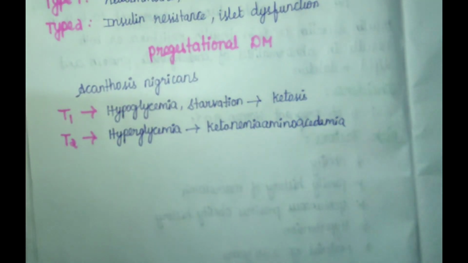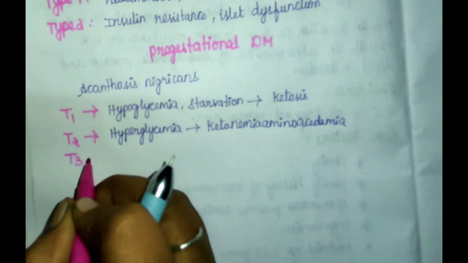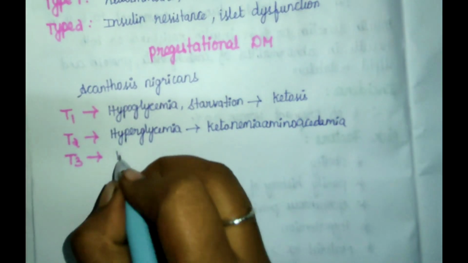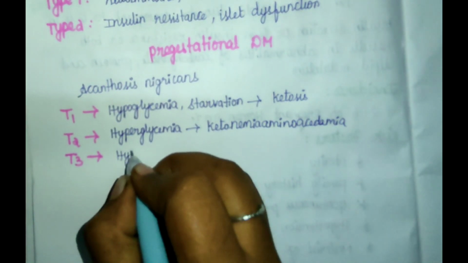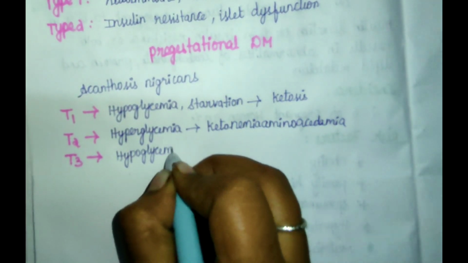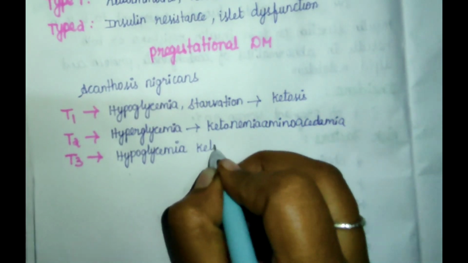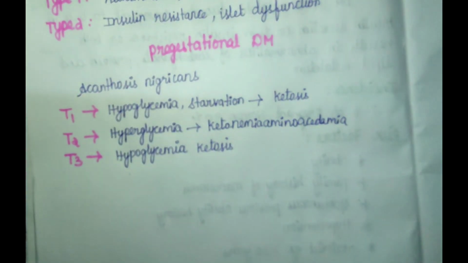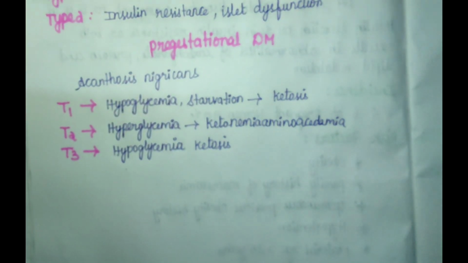Okay, next one is type 3. In type 3, hypoglycemia and ketosis will be present. So this is all about pre-gestational diabetes mellitus. Next we are going to see about pathophysiology.